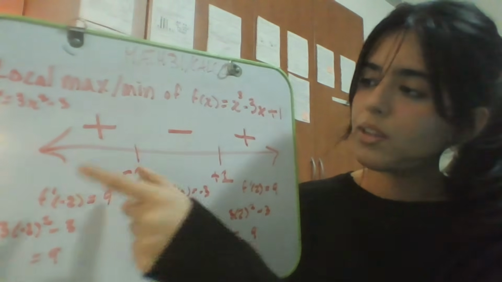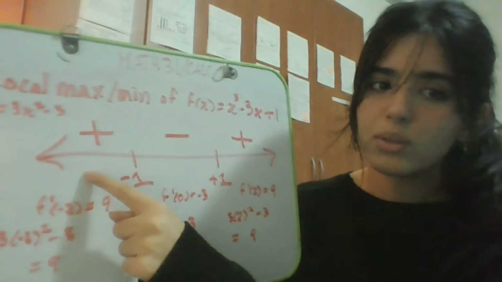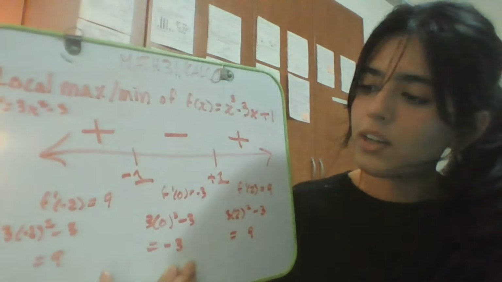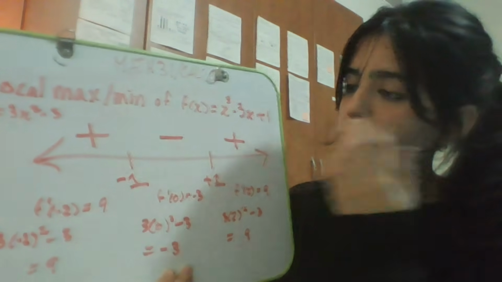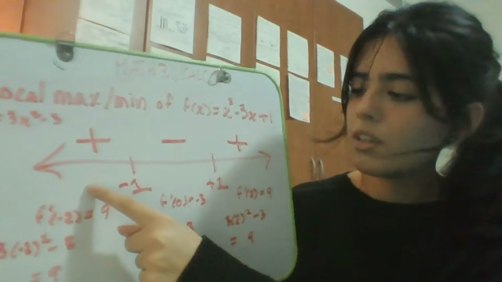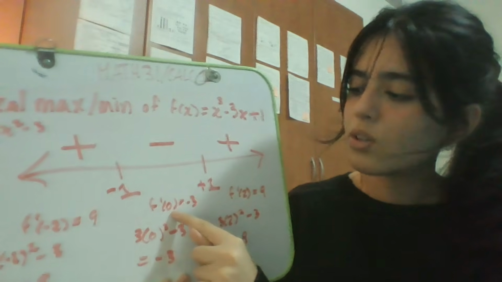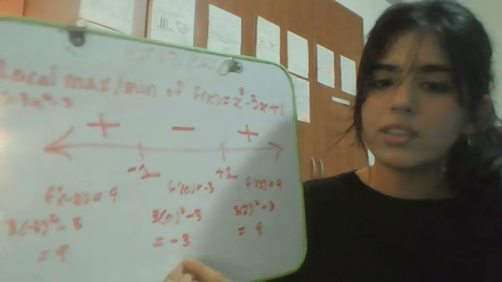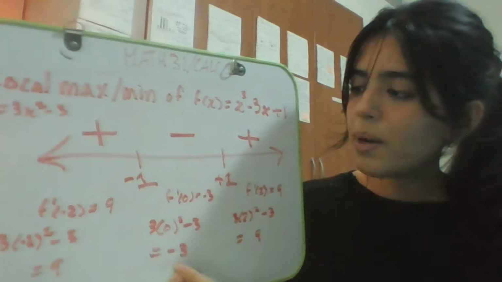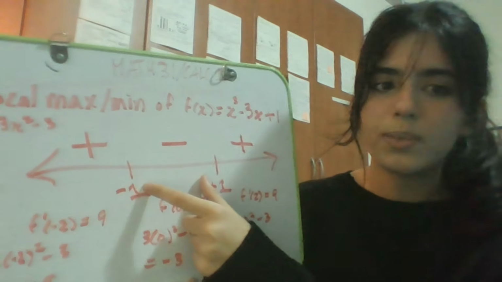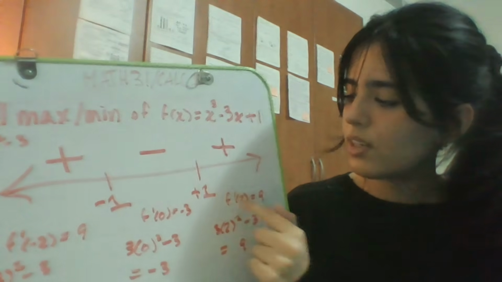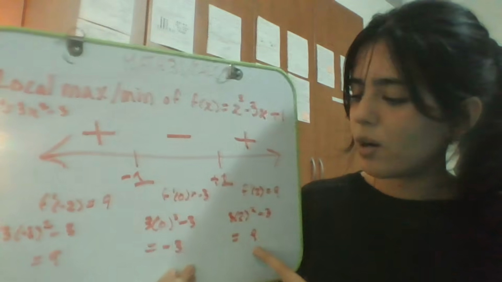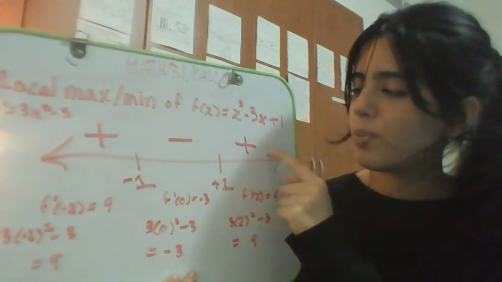So for this interval, I took -2 as my test point, and I plugged it into f prime, which is the derivative, and I got +9. That makes this interval positive. Okay, I did the same here, and I took my test point as 0. I plugged it into the derivative equation, and I got -3. That means my middle interval is going to be negative. I did the same for this one, and I took +2, plugged it into the derivative equation, and I got +9. That makes this interval positive.